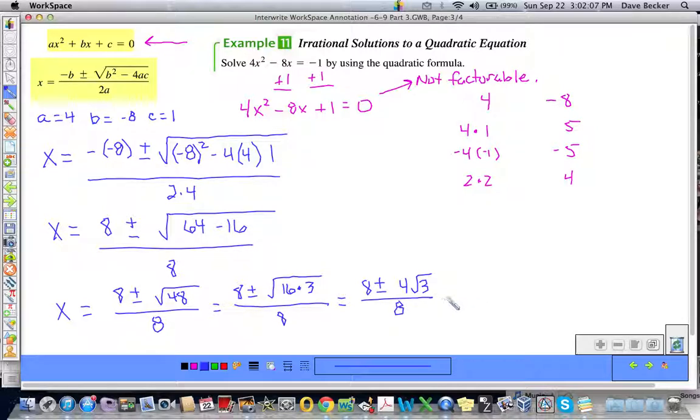Yes? And then we're going to simplify, we could simplify this as 8 over 8 plus or minus 4 root 3 over 8. Yes? And then this compels to be a 1. 8 over 8 is 1. And this becomes 1 and this becomes 2. So the simplified form would be 1 plus or minus square root of 3 over 2. But like I said, this answer right here is perfectly fine. There just might be times where you need to simplify it.